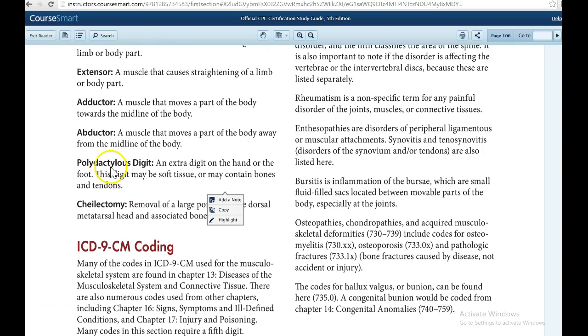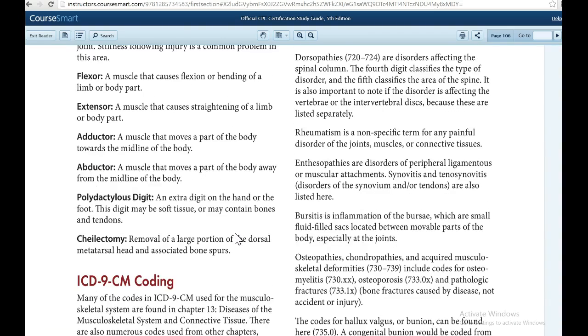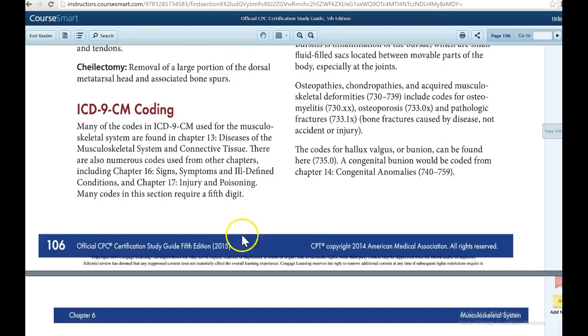Polydactylous digits, know that, an extra digit, that's all it is. A cheilectomy, removal of a large portion of the dorsal metatarsal head associated with bone spurs. Okay. So make sure y'all go back and read up on this stuff. Make notes if you cannot remember it.